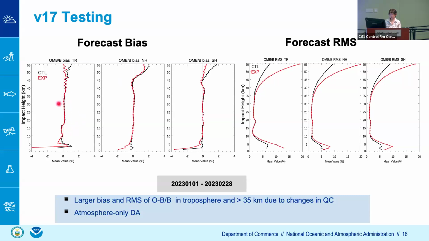As you can see, when the new ops error, new QC was used, the bias gets smaller, about 45 kilometer in all three regions. And below 10 kilometer, especially 5 kilometer, it gets larger. And RMS apparently gets larger, about 35 kilometer and below 10 kilometer. The main reason is because we bring back a lot of data in those two regions.